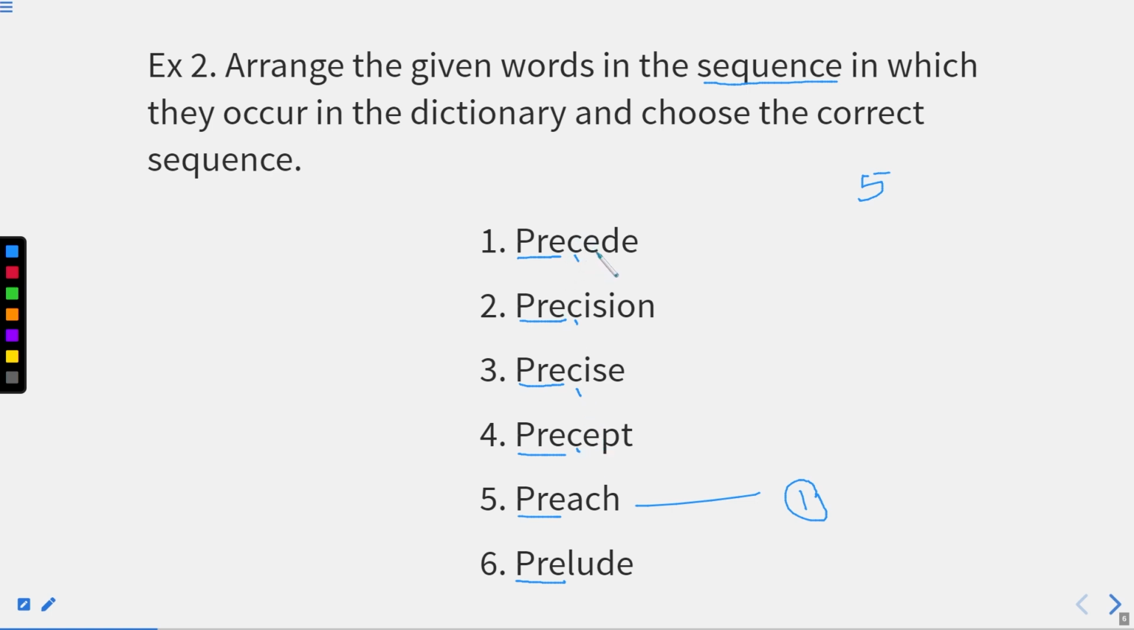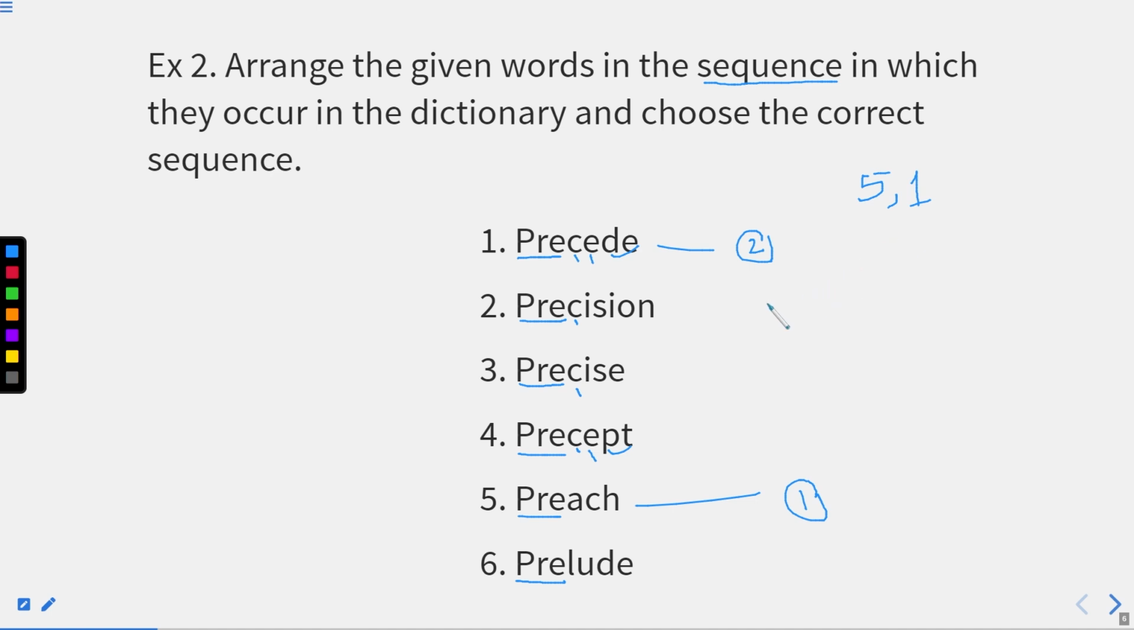The fifth letter is E, I and E. So we know that E appears before I. So here we have E in 2 different words, right? Now we need to check for the other word as well, that is D and P. So D will appear first as compared to P. So the second word in the series is going to be the word number 1. So after that we'll have word number 1.